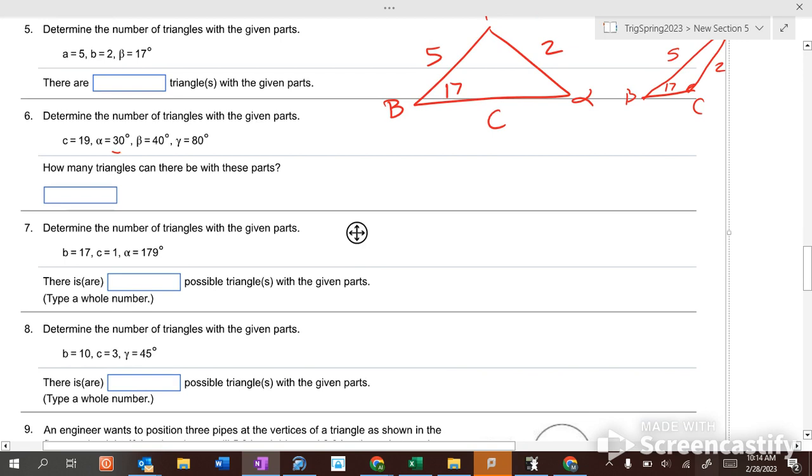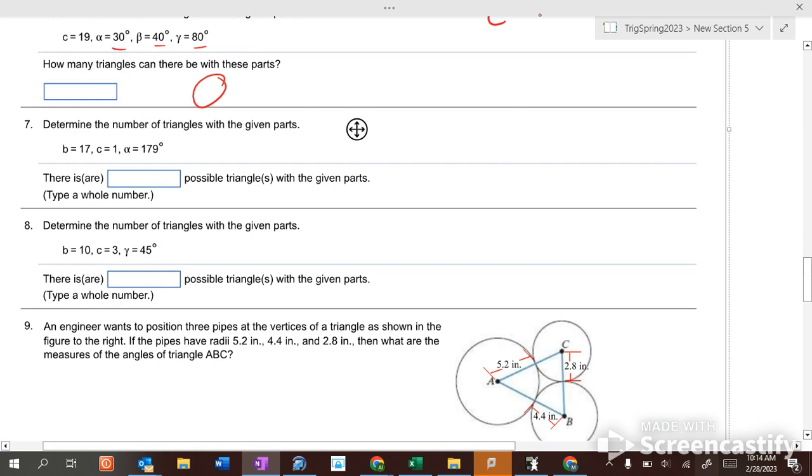Now, can you have a 30, 40, 80 triangle? What's 30 plus 40 plus 80? 150. So this would be 0 triangles here. Okay? And then you just go through these and figure them out.